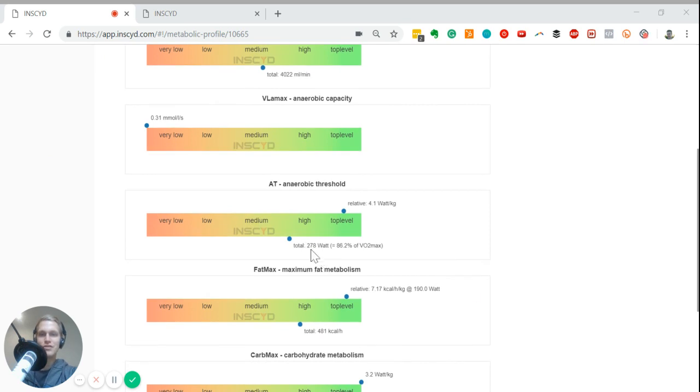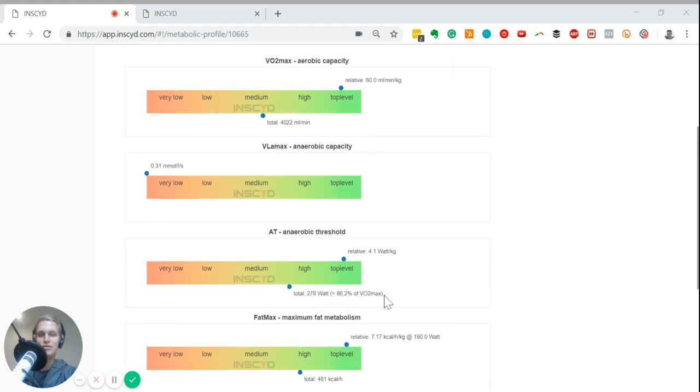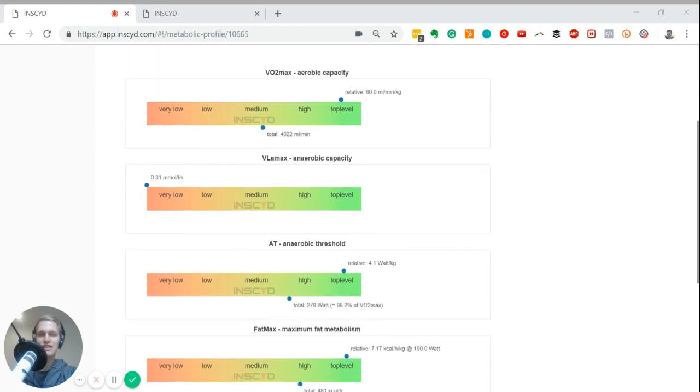So his anaerobic threshold is at 278 watts, which is 86.2% of his power at VO2 max. That's a 4.1 watt per kilogram anaerobic threshold. So good for a recreational athlete.